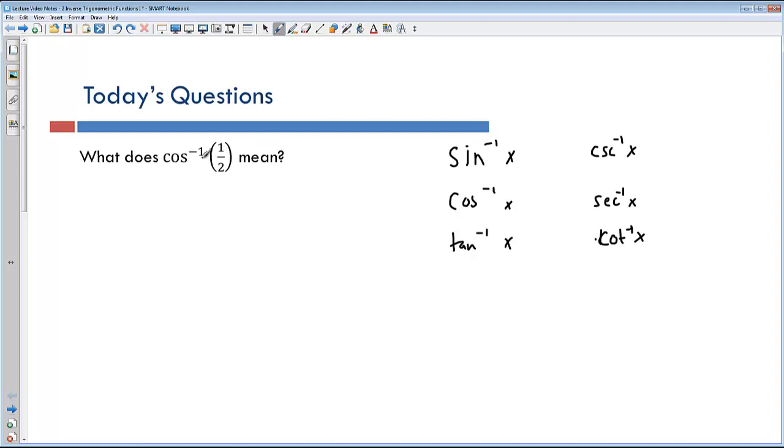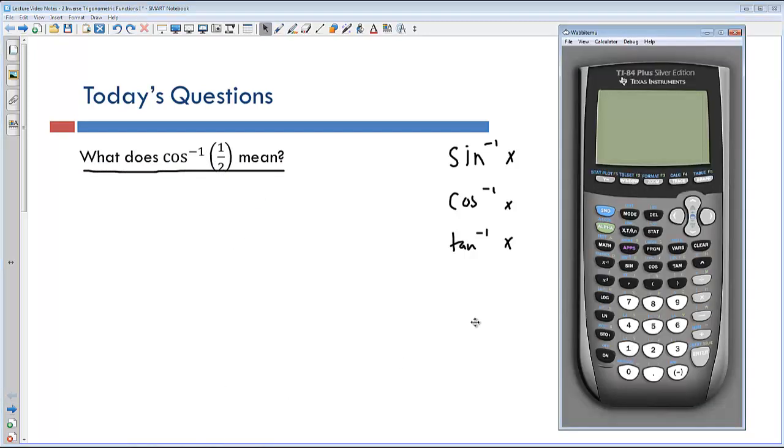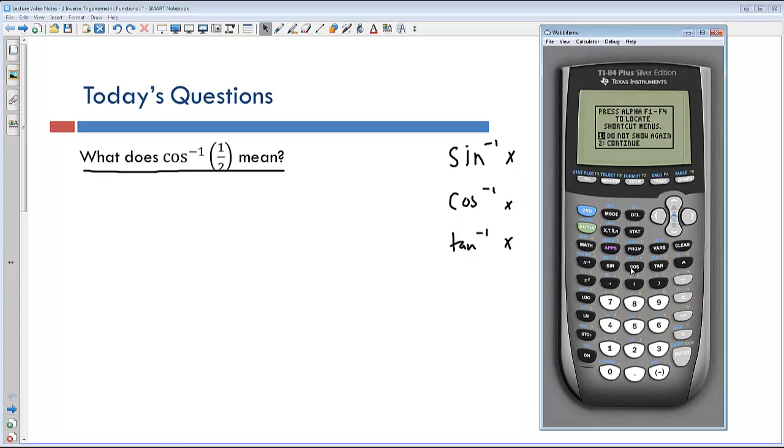And what do they mean? So let's look at this question. What does cosine inverse of 1/2 mean? Let's try to make sense of that. And if you have a calculator, you can take it out. You can see that there is a cosine inverse button on your calculator. It's right behind the cosine button.